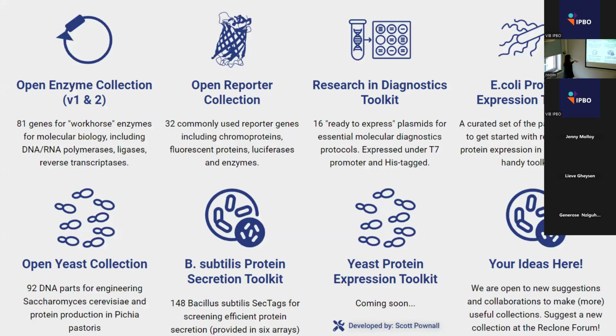So this is what we've put together. This is what we currently have available. We have the open enzyme collections. We have a lot of reporter genes as well, so fluorescent proteins, for example. I mentioned the ready-to-express plasmids. We designed them for molecular diagnostic protocols, but that means that there's a lot of DNA polymerases and other stuff in there, so very relevant. We have, as I mentioned, an open yeast collection and a yeast protein expression toolkit that is coming soon. Hopefully by the end of the year that will be put together and the paper published and made available. And we're always open to new suggestions and ideas.